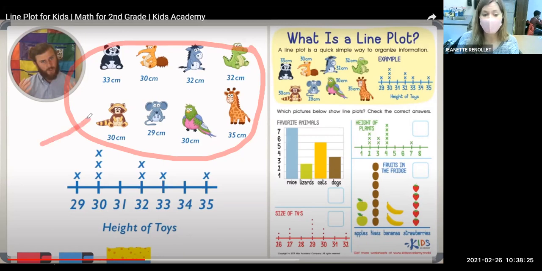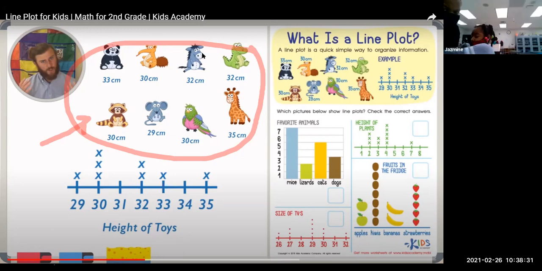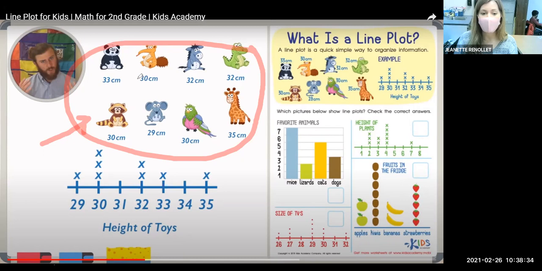In this data set, we have animals and their lengths. So I noticed that there are 3 animals that are 30 centimeters long. So on the line plot, it's represented by putting an X for each animal. 1, 2, 3. 3 animals have a length of 30 centimeters. Let's do a different example. I noticed there are 2 animals that are 32 centimeters long. So if we look at 32 on the graph, we should see 2 X's. 1, 2.